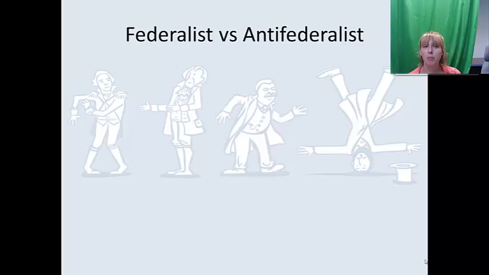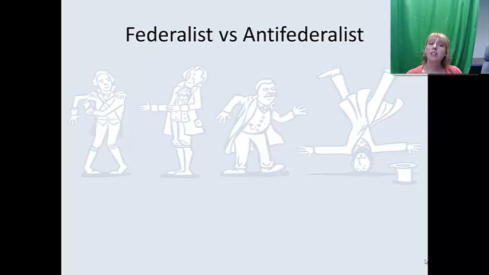In that same compromise, we get the executive, which is now known as the president, and it's elected not by the legislature that is elected by the specifications in the Great Compromise, but is also not elected directly by the people. The Great Compromise is what gets us to the Electoral College.